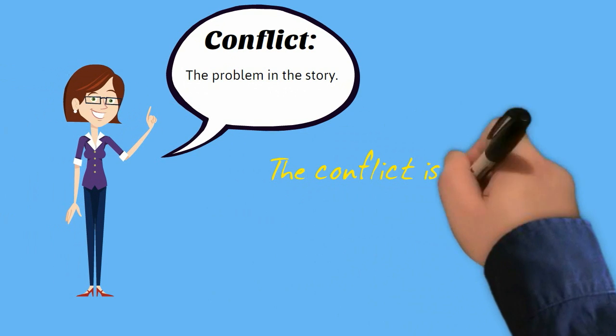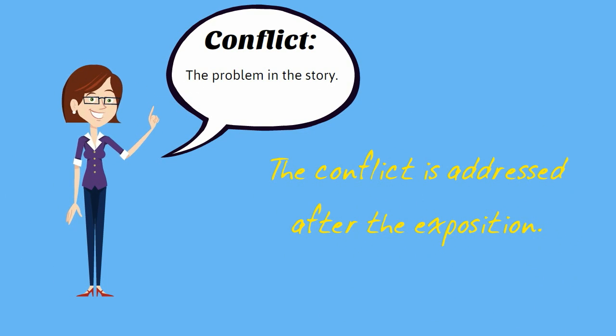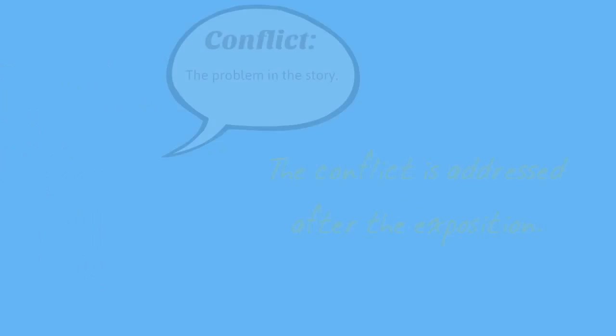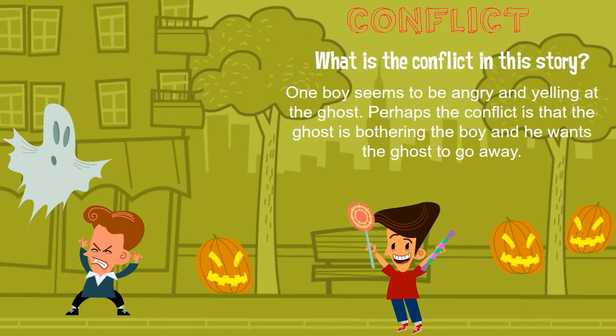The conflict is the problem in the story. The conflict is usually addressed right after the exposition. Let's take a look at the conflict in this story. The boy seems to be mad because the ghost is frustrating him. He wants the ghost to go away.